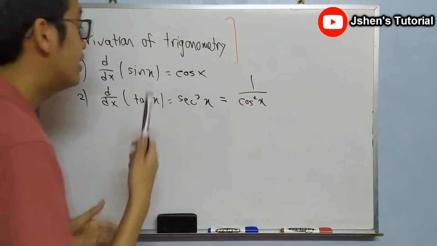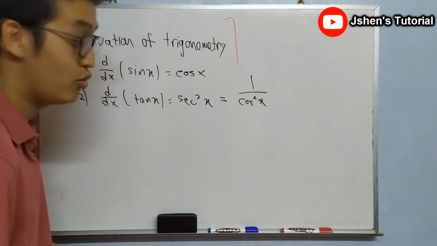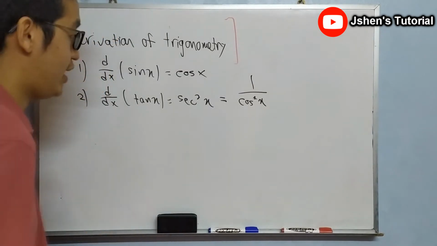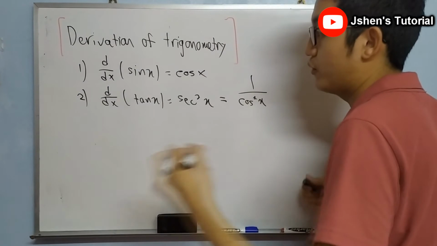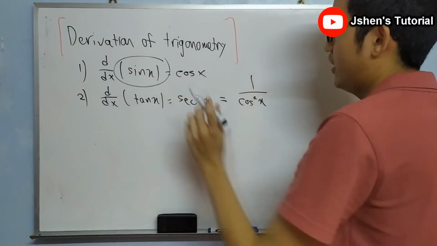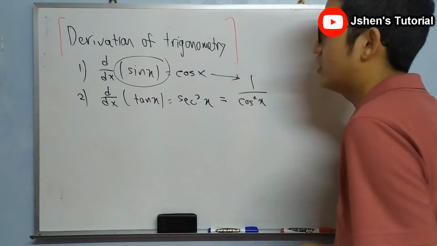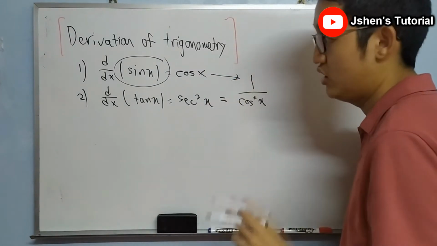Why? Why the derivation of sin x will be equal to cos x, the derivation of tangent x will be equal to secant square x? Why? Okay, first of all, I'm going to talk about sin x. This is our first target. Okay, in this, I'm going to use two methods to obtain cos x.